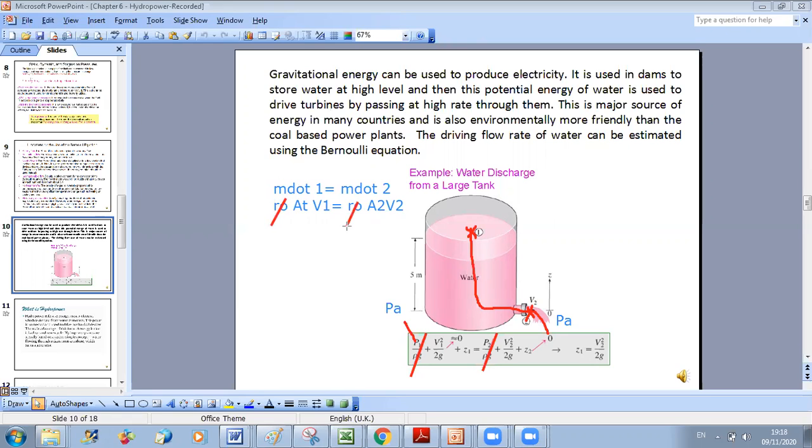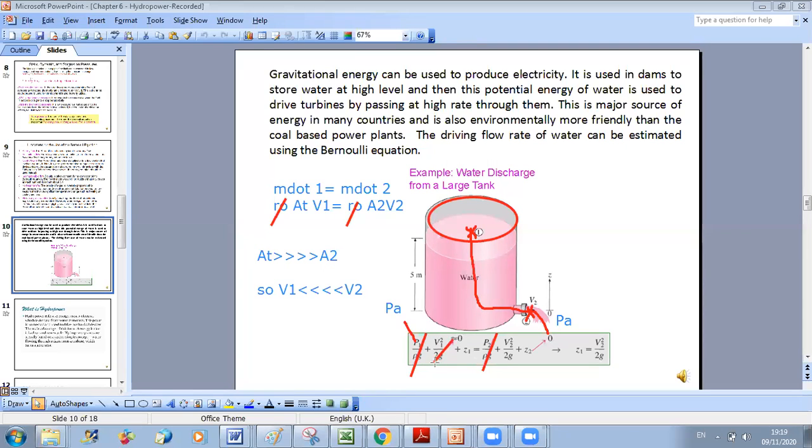Okay, but look, first rho can be simplified, so I will simplify rho. Now as you can see here, the cross-sectional area of your tank, which is corresponding to the circle, is much larger than the exit hole. Okay, so you can say that A tank is much larger than A2. So I can say that V1 is much smaller than V2. This is why, compared to V2, I can say that V1 is nearly 0. And because it's very small, I will cancel out this term.